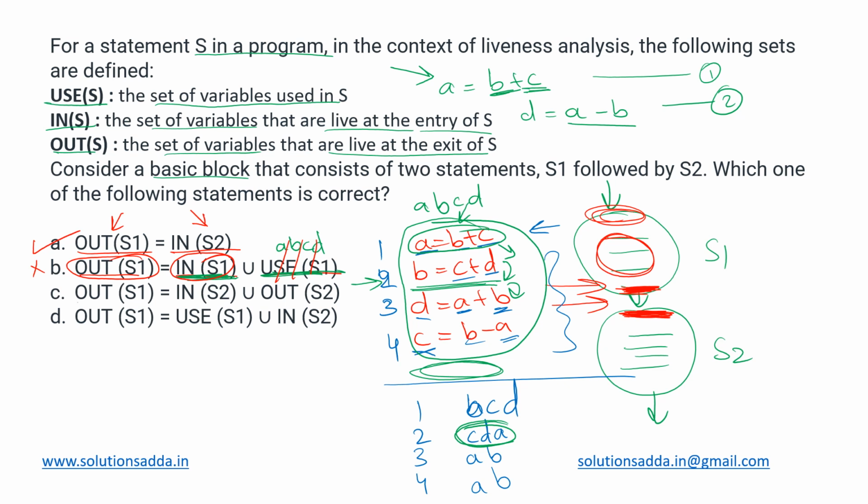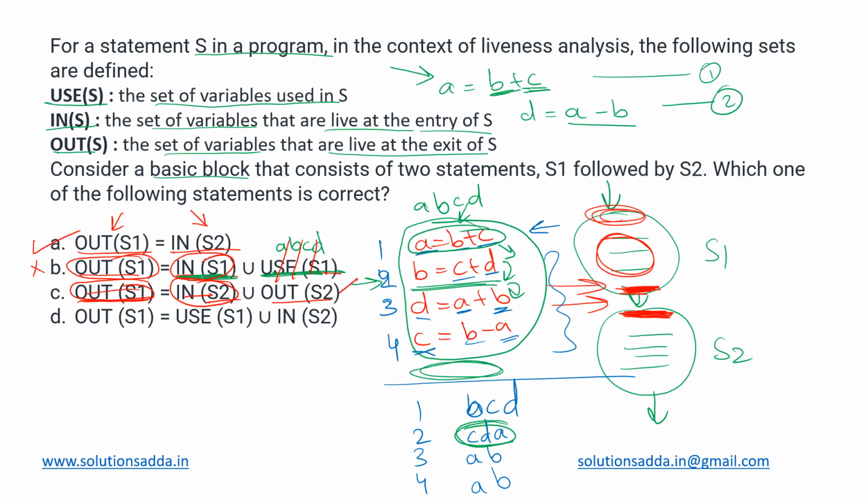And coming to the third one. Now, here they're talking about S1, and on the right side, they are talking about S2. Now, in of S2 union out of S2, which means those live at the beginning of S2 and those live at the end of S2. Again, both need not be the same. But one thing is for sure: those live at the out of S1 will be the same as those live at the beginning of S2. So these two are definitely the same.